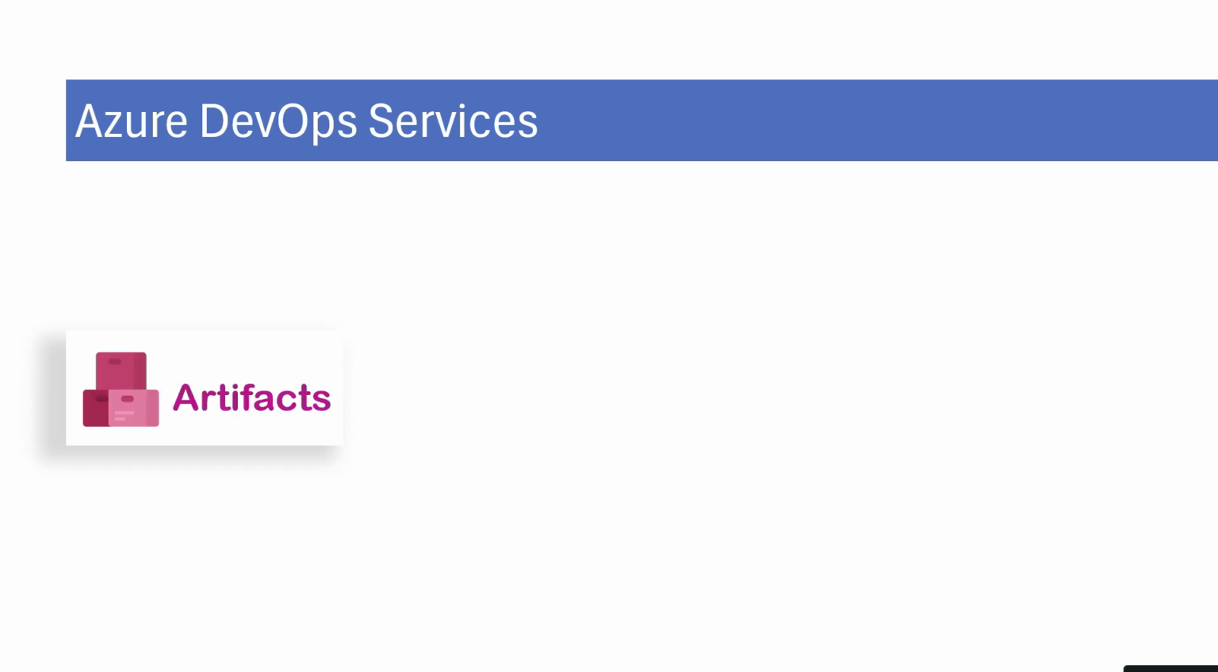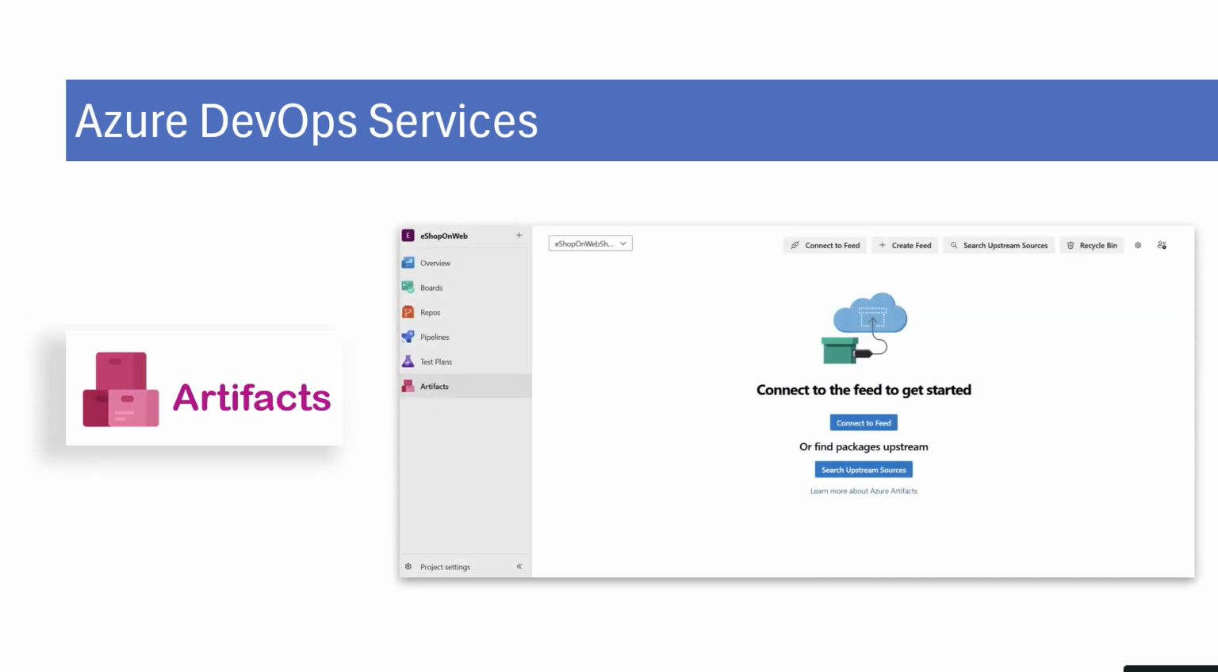Now let's move to Azure Artifacts, which basically helps you to create, host, and share packages like libraries, frameworks, and dependencies across your organization. And also, it supports multiple package formats like NuGet, npm, Maven, and Python, and so on.